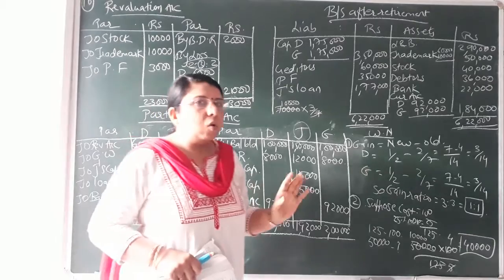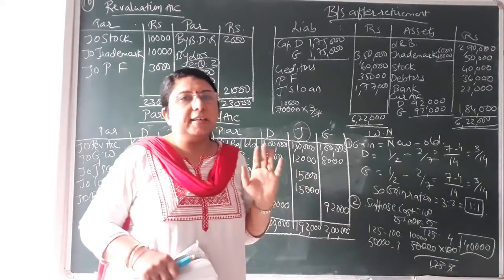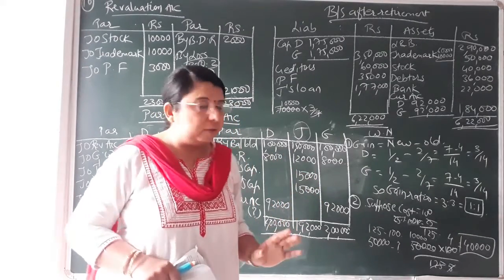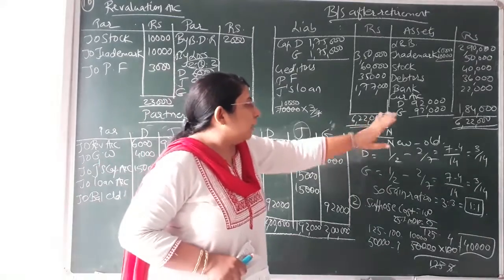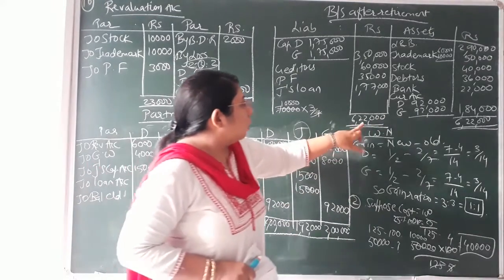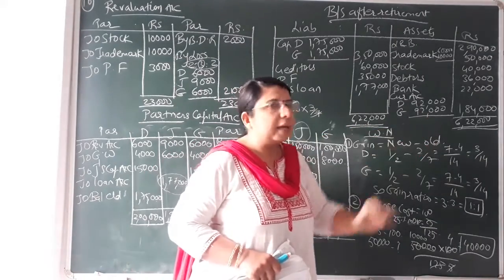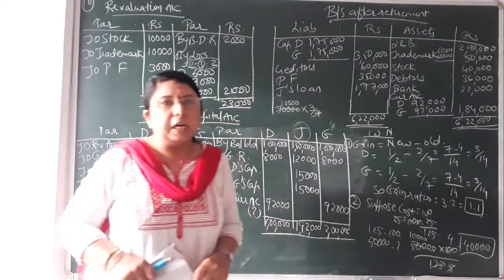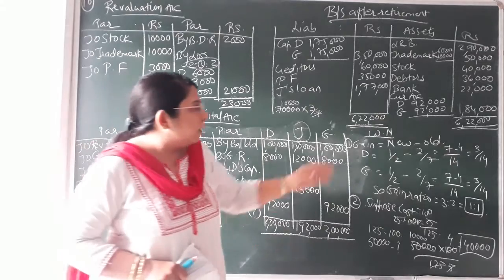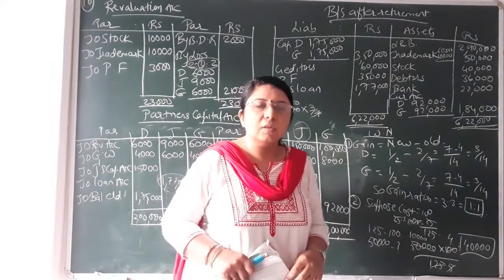Okay, after posting all the entries from the old balance sheet and giving the effect of all the adjustments, we have to close the balance sheet. You can see the total of both sides is coming equal, that is 6,22,000 and 6,22,000. It means our answer is correct. When the balance sheet gets tallied, it means our answer is correct.